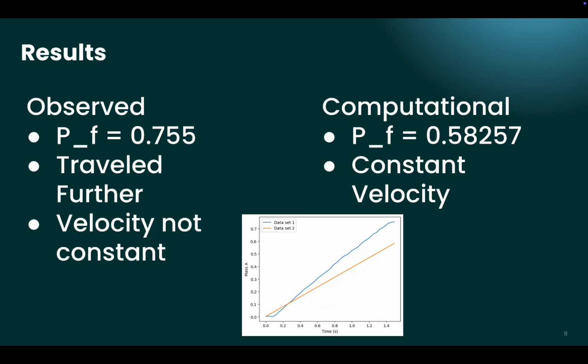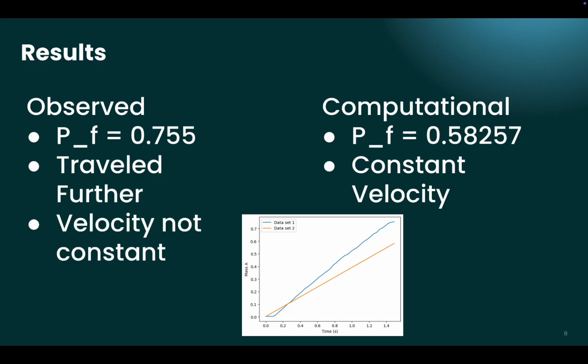And finally, we can compare results. When comparing results, the observed final position was x final equals 0.755 meters, and the computational final position was x final equals 0.582 meters. This means the observed marker traveled further than predicted, with a difference of 0.17 meters. This suggests that the marker's velocity was not perfectly constant in reality.